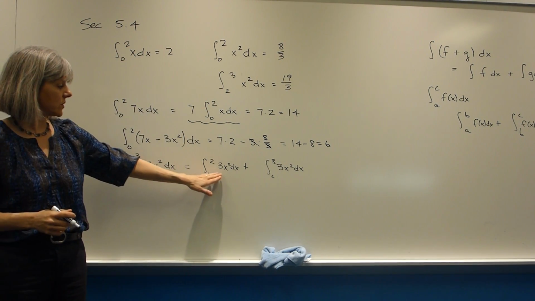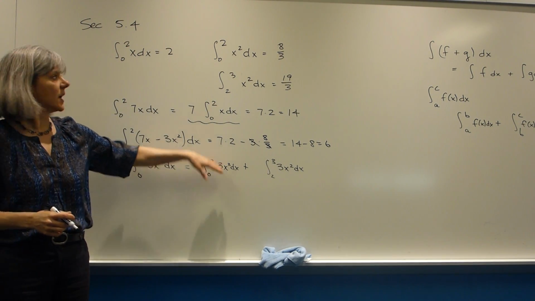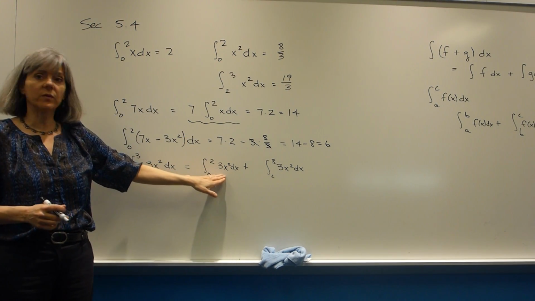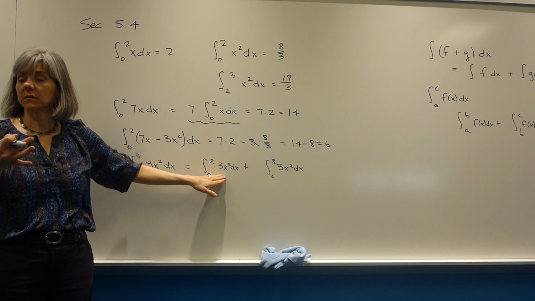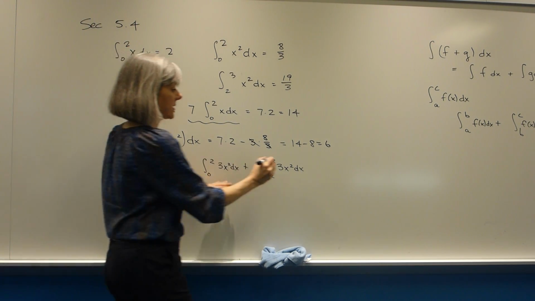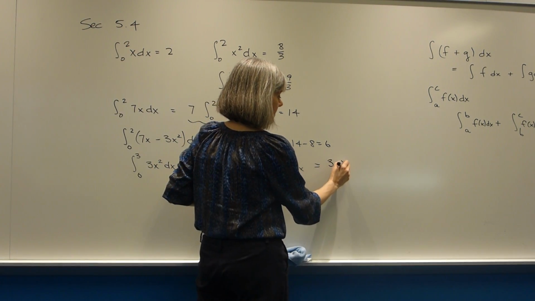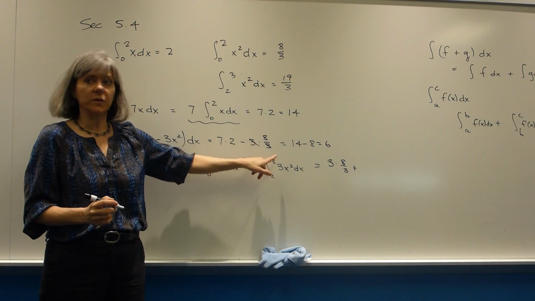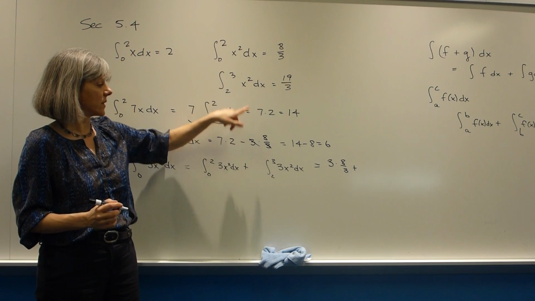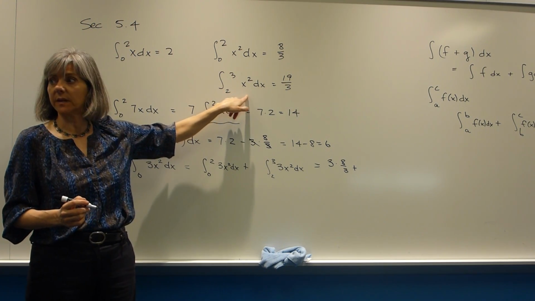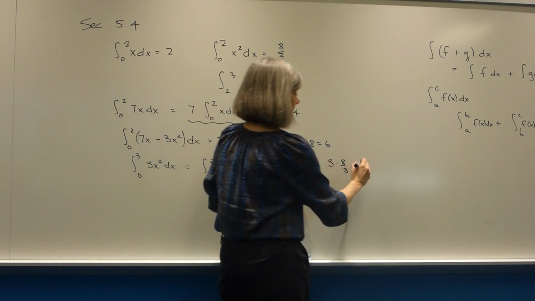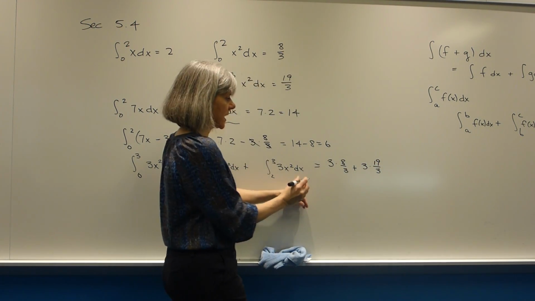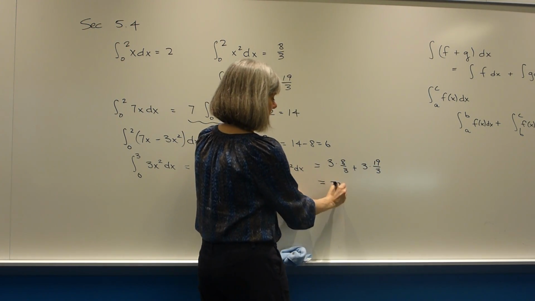Okay, so 0 to 2 of 3x squared. I know 0 to 2 of x squared. So 0 to 2 of 3x squared is just going to be 3 times that. So 3 times 8/3. And then from 2 to 3, same thing. The integral from 2 to 3 of 3x squared is just going to be 3 times this one. So plus 3 times 19/3. All the thirds and threes cancel. 8 plus 19, 27.